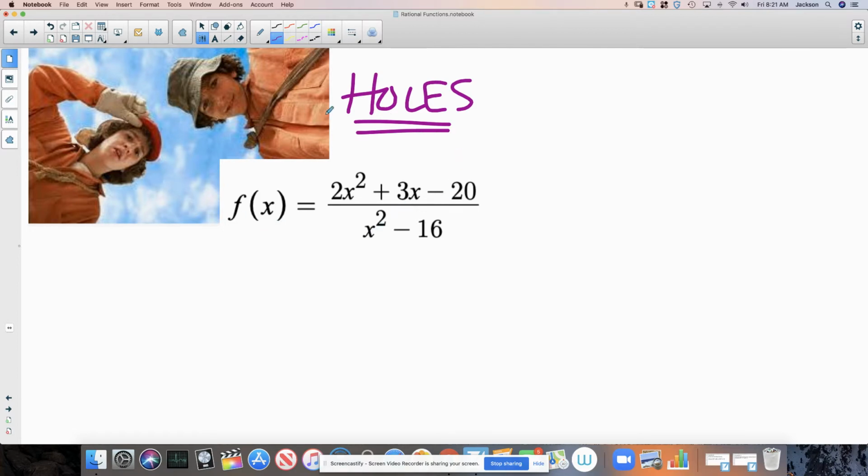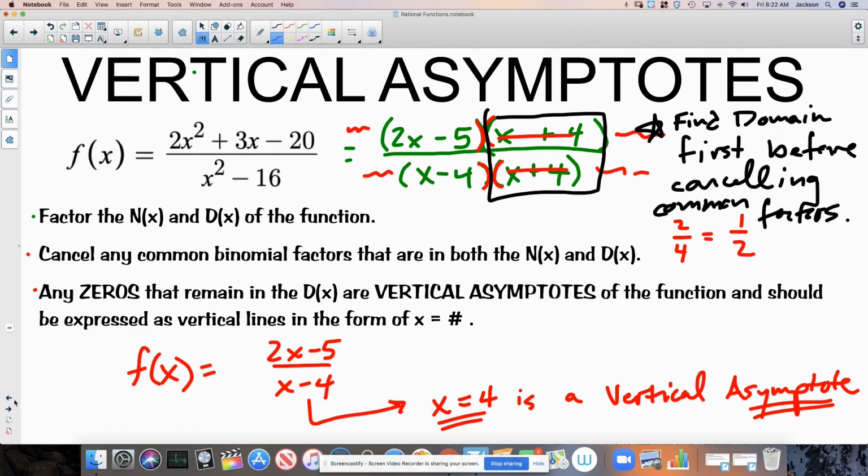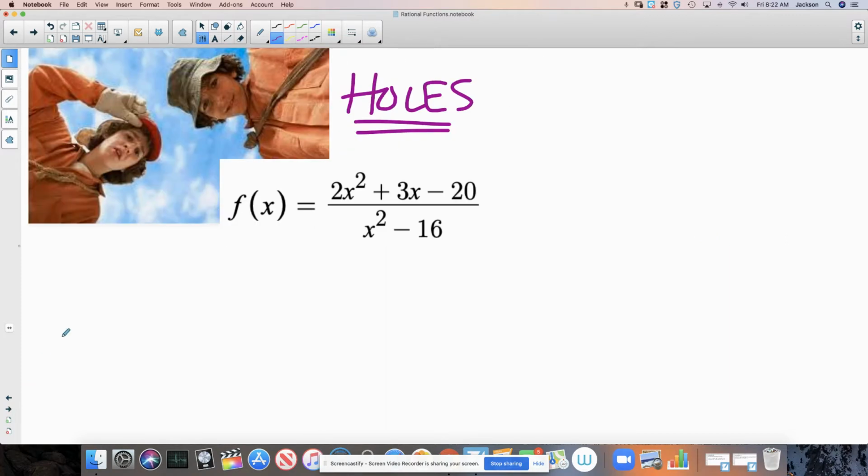So this slide is going to talk about holes in the graph. Okay. Now in the previous video, we talked about vertical asymptotes, and we said that in order to find vertical asymptotes, we had to factor the numerator and denominator because some of the zeros in the denominator might cancel from time to time, and we would not count those as vertical asymptotes. Okay, so what do we do with those? Good question, right? Same idea applies to holes.